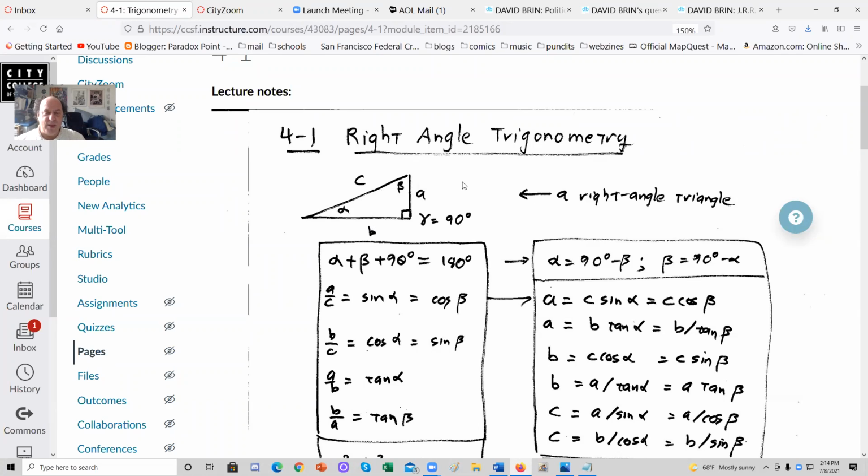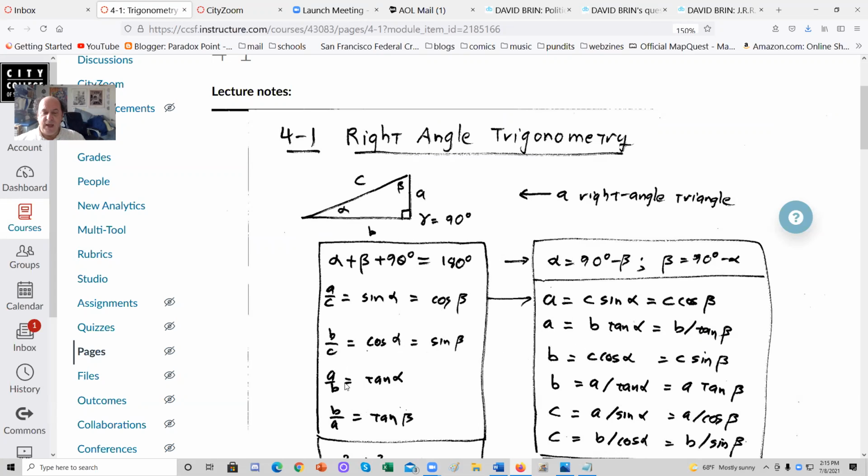Now, because this is a right angle triangle, we have all the right angle triangle definitions of trig functions. For example, A over C is sine alpha and cosine beta. So if you transpose the C, A is C sine alpha, and it also equals C cos beta. B over C is cosine alpha and sine of beta. Transposing the C, we get B equals C cosine alpha, and it also equals C sine beta.